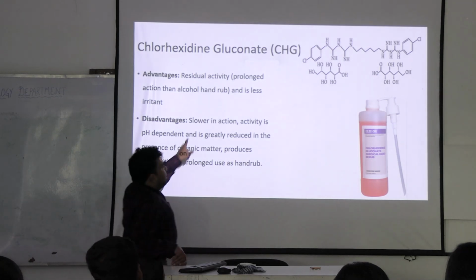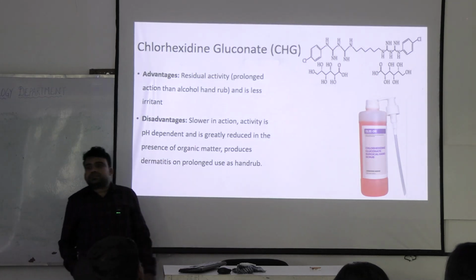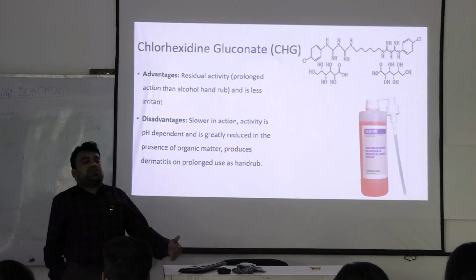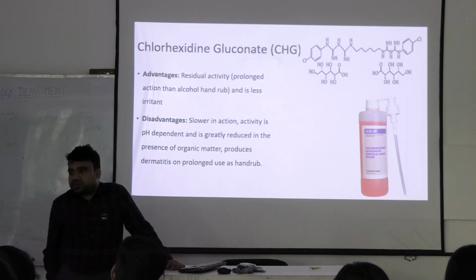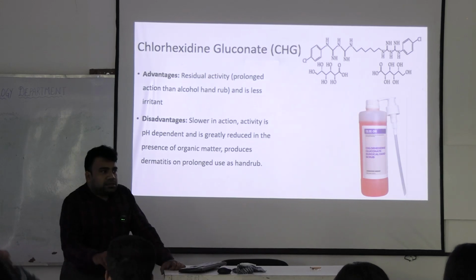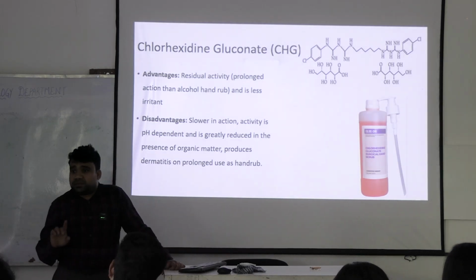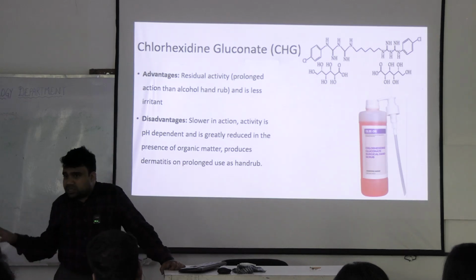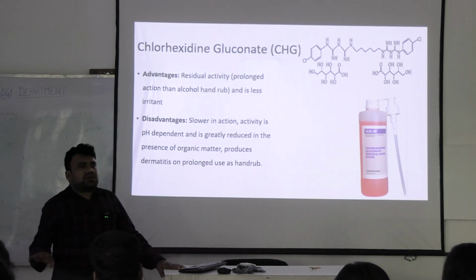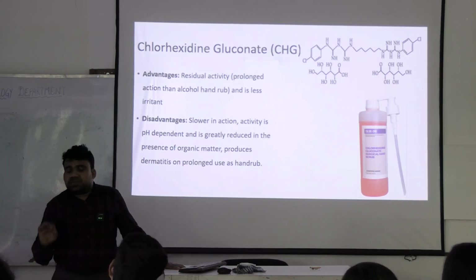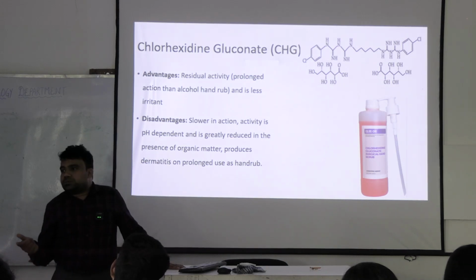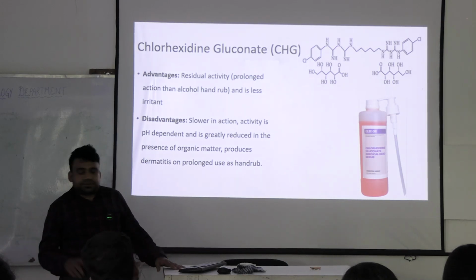Secondly, action is very slow. Like hydrogen peroxide activity is very fast. The moment you apply it, but chlorhexidine will take time. That means you need to have contact time. যদি স্কিন অ্যান্ড সারফেস যদি ডিসইনফেক্ট করা হয়, at least 15 minutes should be the waiting time. Then only you can use it, otherwise not.